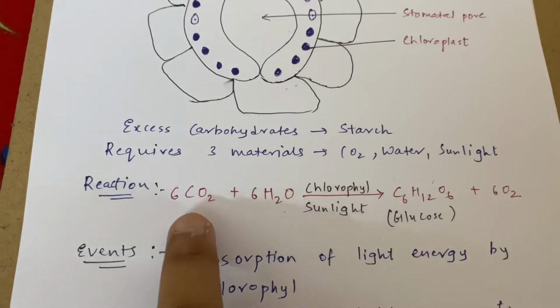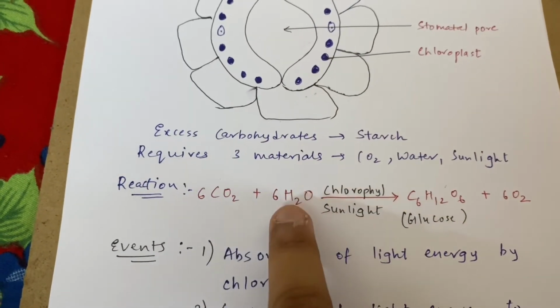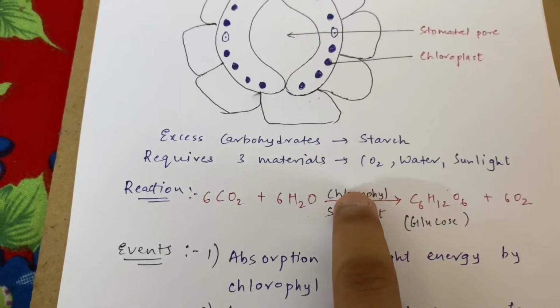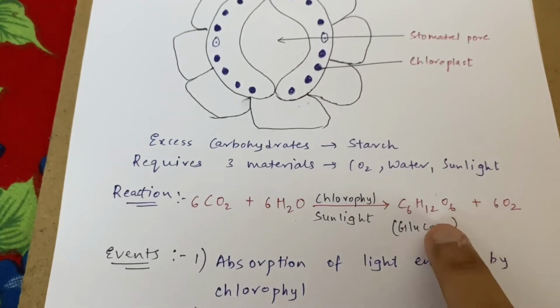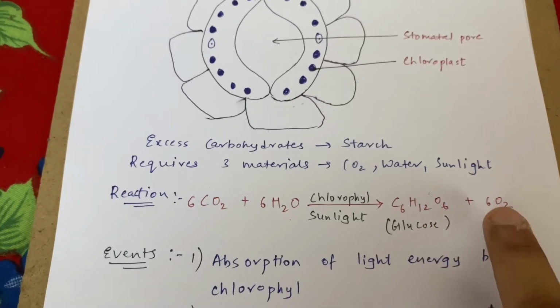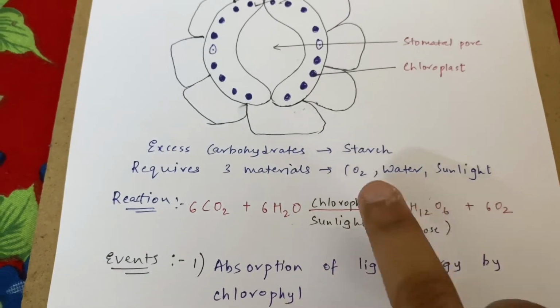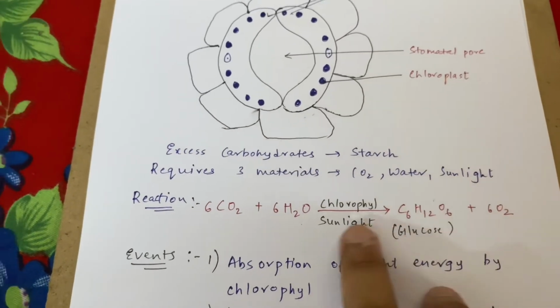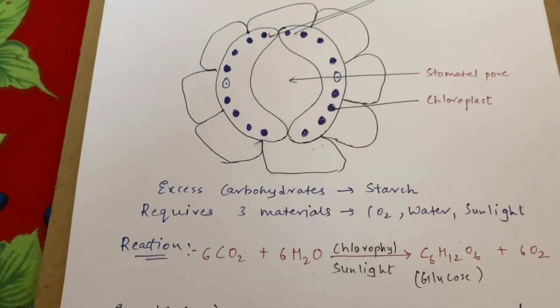Okay, the carbon dioxide obtained from the exchange of gases through the stomata pores, and water, with chlorophyll present, in the presence of sunlight, they perform a function that gives C6H12O6, which is glucose. This is the energy, correct? And oxygen is taken out. Oxygen is the byproduct of this plant, correct? So this is the main reaction which you need to study, correct? So this is the process, correct?